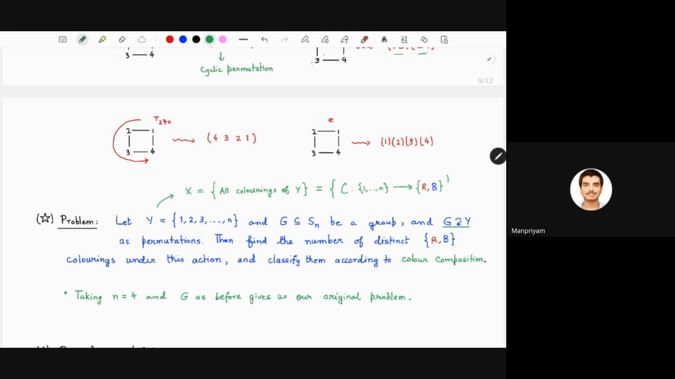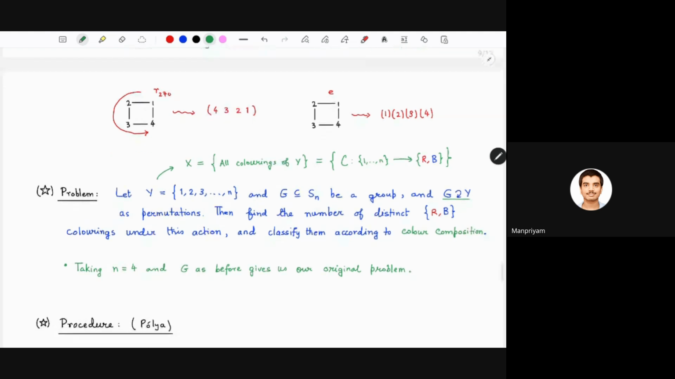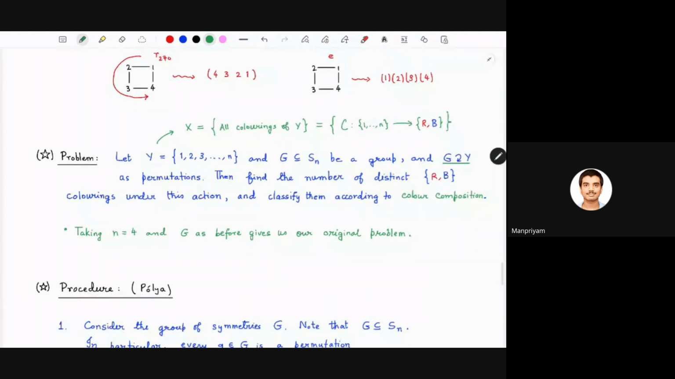Okay, this is the set of all colors, and it's the set of all colorings. We want the number of distinct such colorings under this action. That's what you want to find.